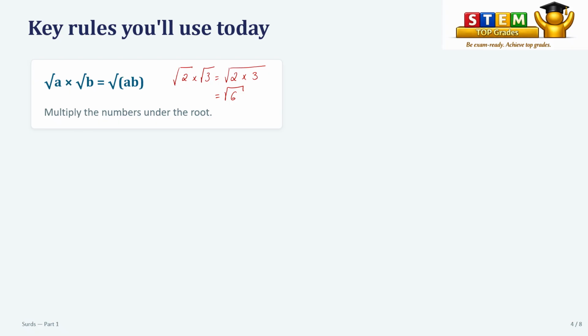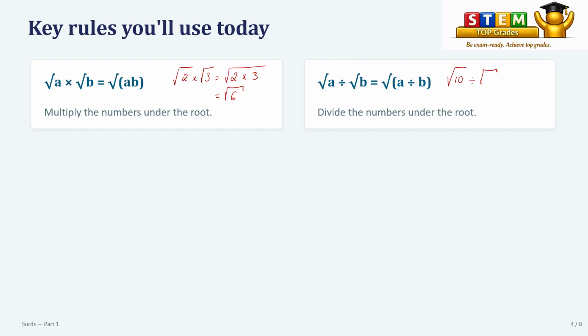Over to the next rule. The next one says square root of A divided by square root of B gives us the square root of A divided by B. As an example, if you have got square root of 10, you're going to divide it by the square root of 2. This is equal to 10 divided by 2, and that ends up with square root of 5.